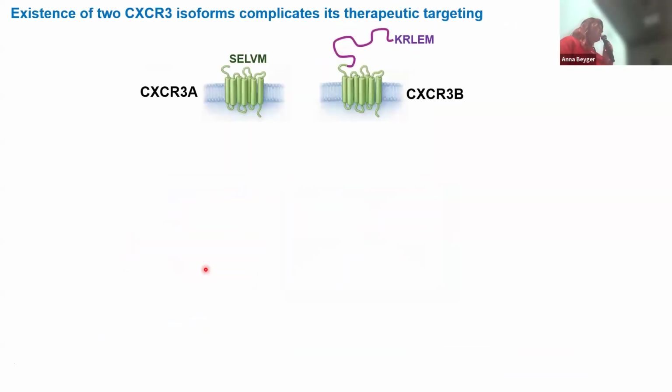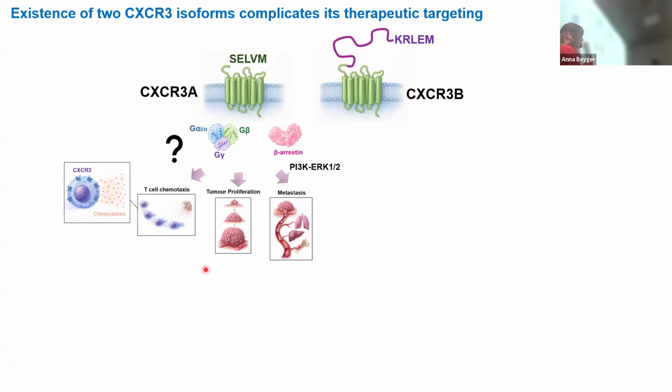So, CXCR3A and B, besides those differences, also trigger different physiological and signaling responses. CXCR3A is the better characterized of the two isoforms, and is known to signal through G-alpha-i/o proteins and beta-arrestins, although we don't really know which subunit of G-alpha-i/o it happens for.